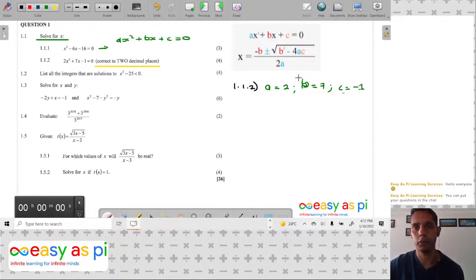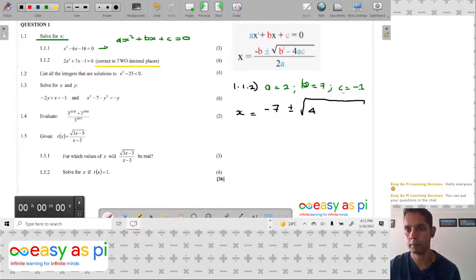And so now we're going to plug that into this equation. So we're going to say x is equal to -b, so in this case it just becomes -7 plus or minus the square root of b squared, which is 49, and this is where I would probably use brackets, minus 4. Let's put the a term in brackets, so 2, and then -1, which is the c term. And this is all under the square root sign. And then all over 2 times a, which is 2.